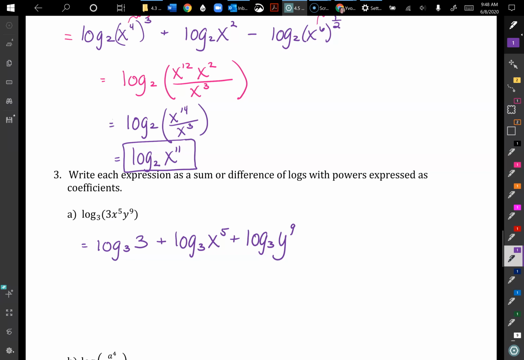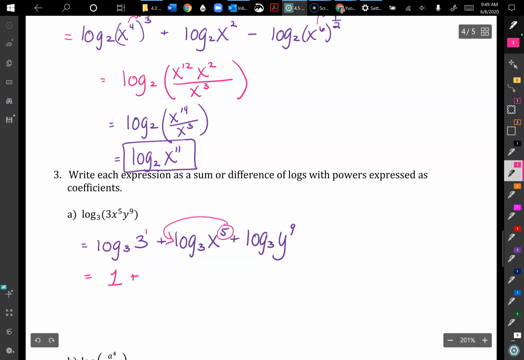From there, I can use some other properties. So we have log base 3 of 3 will equal 1. That's always the case. So that's like an exponent of 1, right? So it just leaves the exponent. Then we have this 5 can come down in front as a coefficient. So we're just doing the inverse or reverse thing of what we were doing previously up above. So 5 log base 3 of x. And then this 9 will come down. 9 log base 3 of y.